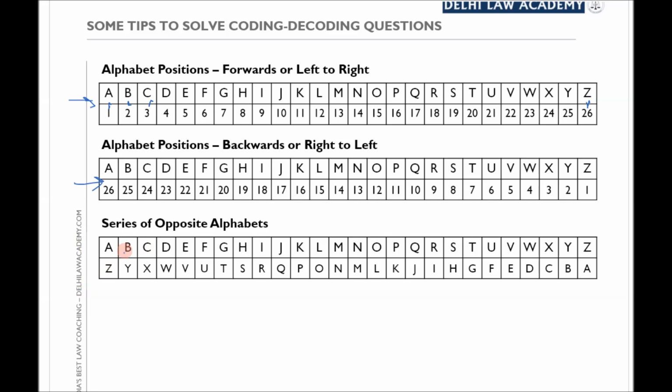The last thing that I'd like to go through before we start solving questions is knowing that it's also possible to see series of opposite alphabets. So A would be replaced by Z, B would be replaced by Y, C would be replaced by X, etc., all the way down to Z being replaced by A. I just like to keep these in mind before we start solving.